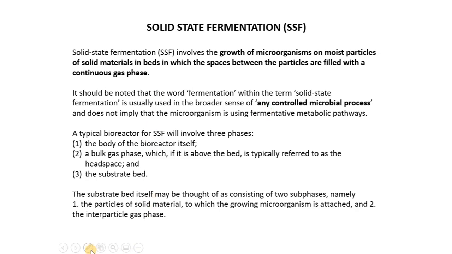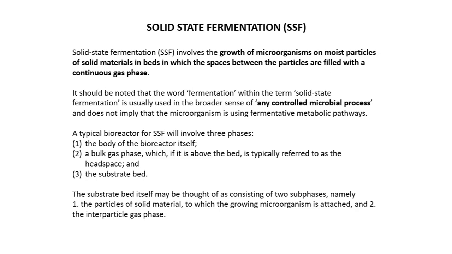A typical bioreactor for solid state fermentation involves three phases. One is the body of the bioreactor itself, the vessel. Number two is the bulk gas phase, that is, the spaces between the solid particles. And the third one is the substrate bed, the substrate involved.